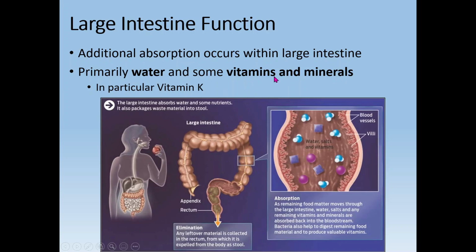There is also some vitamin and mineral absorption happening in the large intestine, particularly vitamin K. Vitamin K is a vitamin that is essential for blood clotting as well as bone building, and it's actually something that we don't get much from our diets. Our primary source of vitamin K is through gut bacterial production in your intestines.